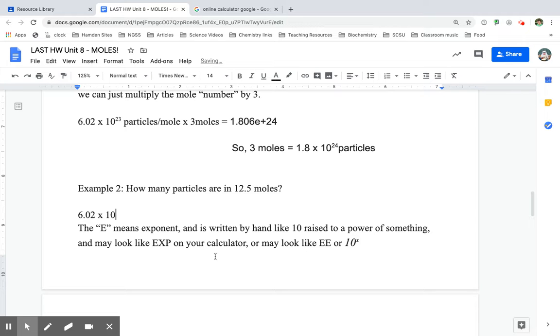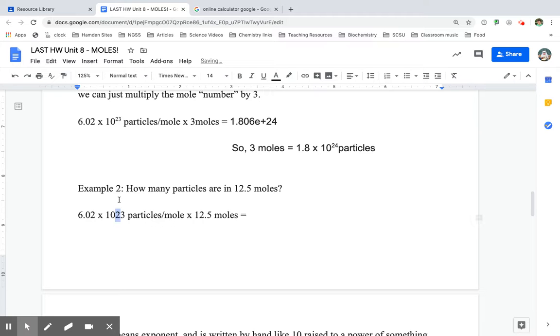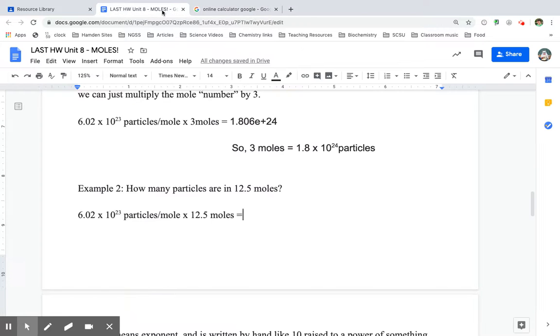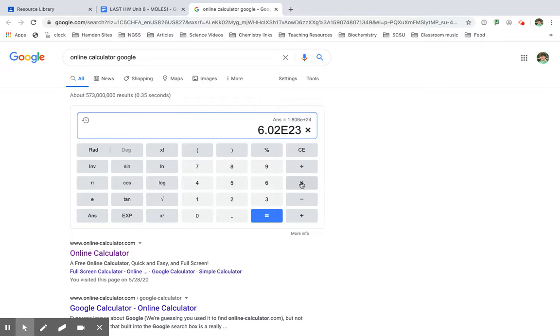6.02 times 10 to the 23rd particles per mole times 12.5 moles. So let's put this into our calculator. Remember, the 23rd is up top. So 6.02 times 10, right? That's the exponent, 10 to the 23rd, and then times 12.5 moles equals 7.5 E 24.